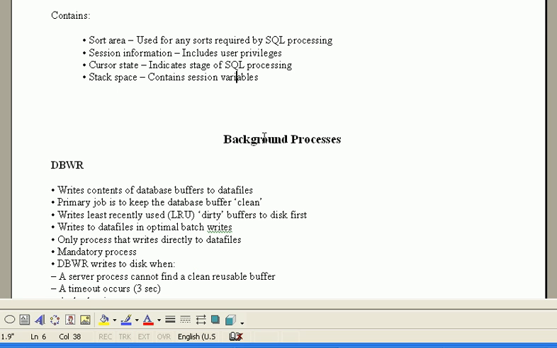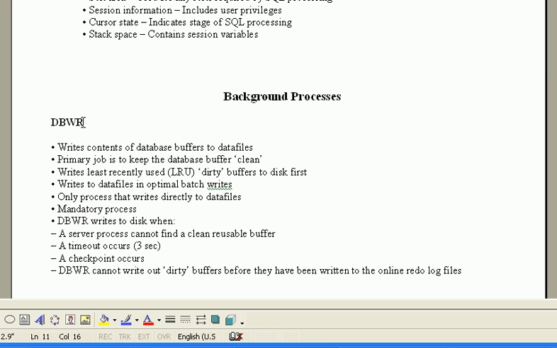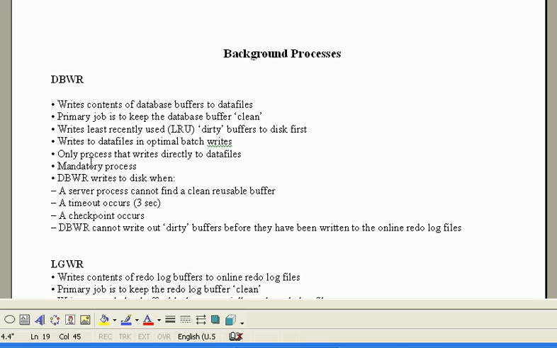The next is background processes. The first one is DBWR, that is the database writer. It writes the contents of database buffers to data files. Its primary job is to keep the database buffer clean. It writes least recently used, that is dirty, buffers to disk first. It writes to data files in optimal batch writes. It is the only process that writes directly to data files. This is a mandatory process.